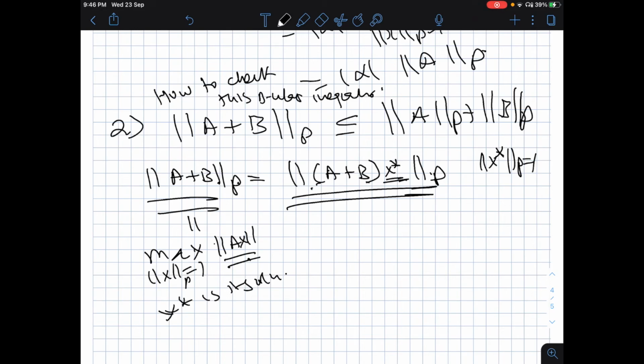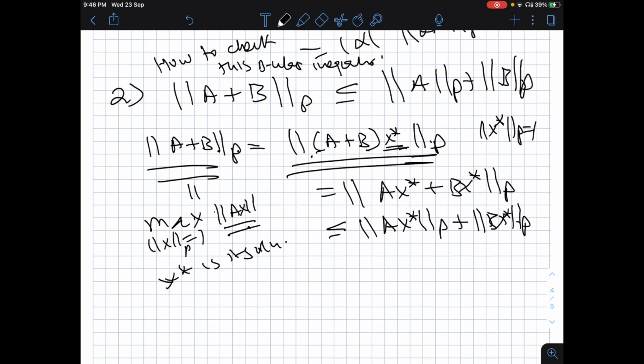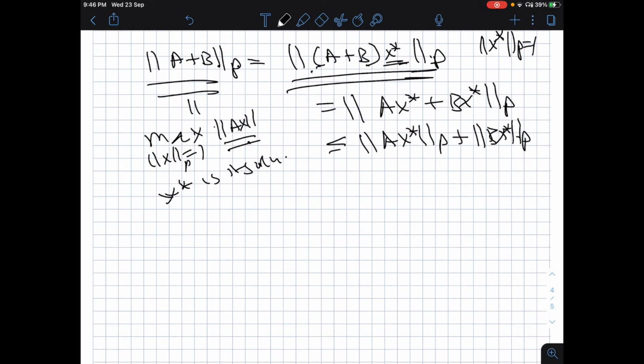This function becomes equal to this, but then this is the same as the pth norm of A x star plus B x star, this vector sum. But these are two vectors of size m cross 1, which we are adding. So triangular inequality applies on them. So therefore you can replace this by less than or equal to the length of A x star plus the length of B x star.